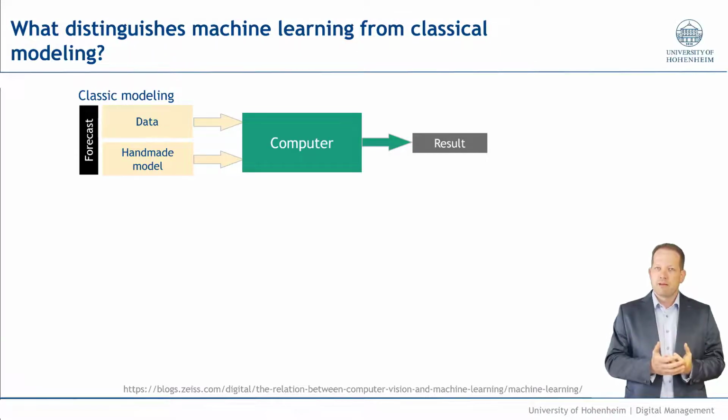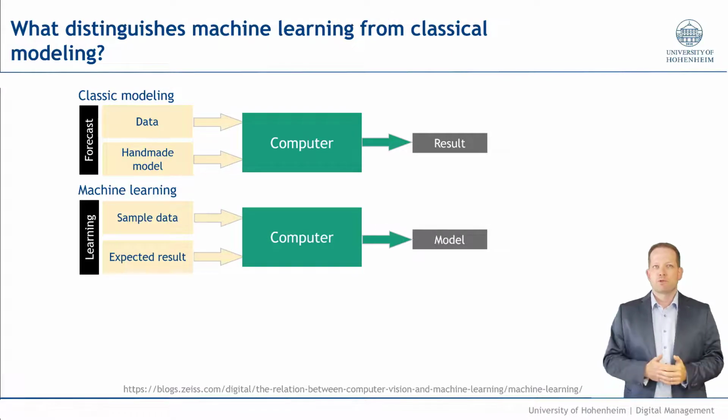So you would have a handmade model and you have data, the image, you put it in the computer and it provides you a result, and for example says this is a Chihuahua, or makes a prediction on the failure of a machine in an Industry 4.0 setting, or a prediction on stock prices, or whatever you try to have forecasted or predicted or classified by this model. That's a classical modeling approach.